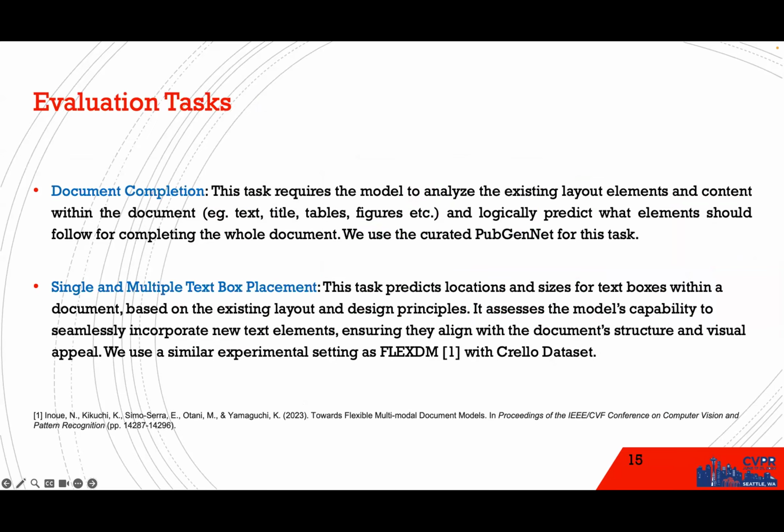We looked at two tasks in this work. The first is the document completion task. This is basically, given some subset of the document, we want to predict the rest of the document, maybe leaving out some of the elements and predicting the next elements, filling out the rest of the document. The second is single and multiple text box placement. If we have a design, where's the best place to add a text box? That's the task. And that was similar to the experiments we see in FlexDM and the Crello dataset.